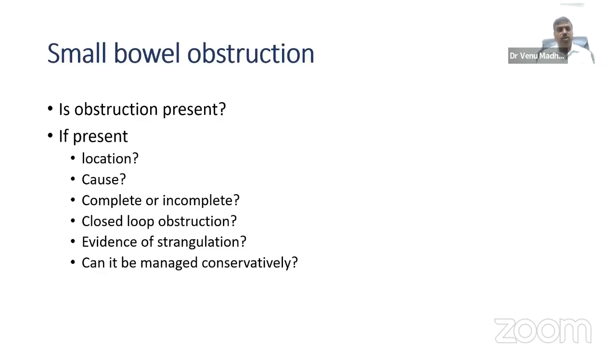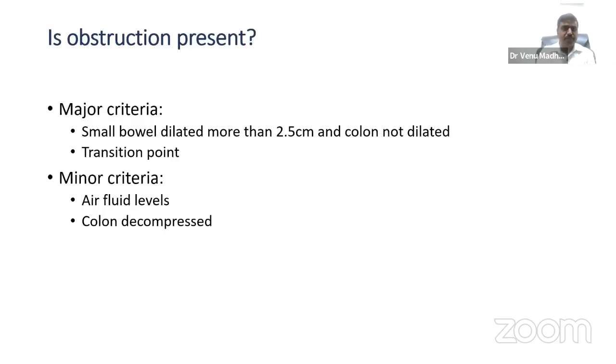Whether it's a closed loop obstruction or there is evidence of strangulation signifies the urgency in dealing with the case. And can it be managed conservatively? CT gives very useful information. So the major criteria for obstruction on CT for small bowel is dilatation more than 2.5 centimeters with the colon not dilated. And the second most important point is that a transition point is present.